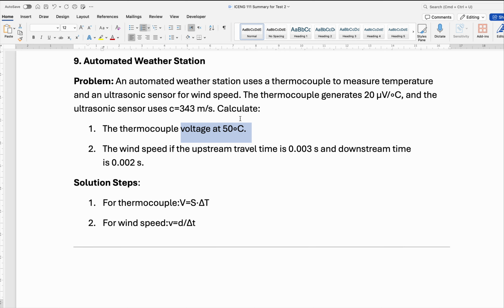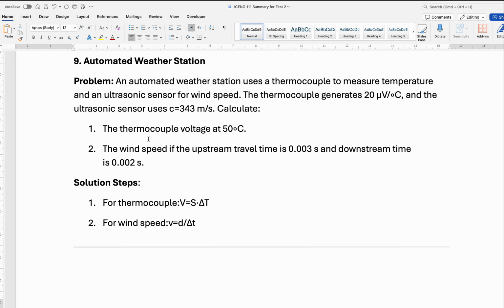So if the temperature was 25, for example, and I want to measure the temperature at 50, then 50 minus 25 is 25, which is delta T. The S is 20, so I'm going to multiply S times delta T to calculate V. Okay, so this is simple.